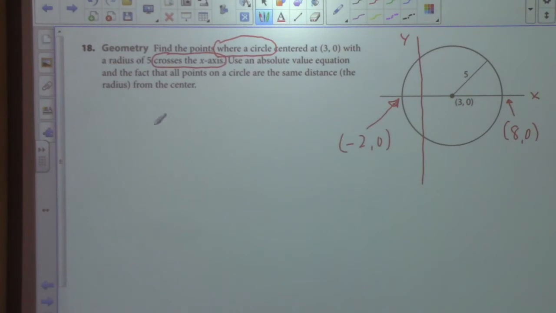So x, it would be... Wait, how'd you get 8 and 0? Yeah, 5 to the right, 5 to the left. Oh, 3 plus 5 equals 8. So you would say, I don't want to say x, I'll say c, because x is like x. C is equal to 3.